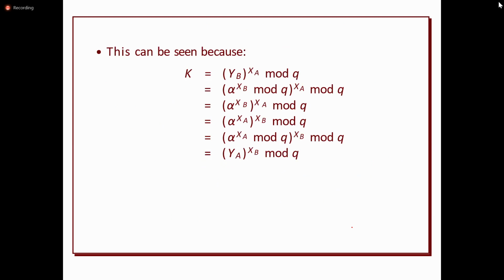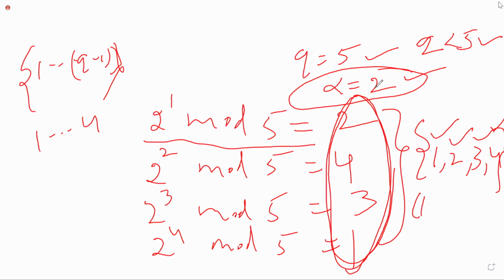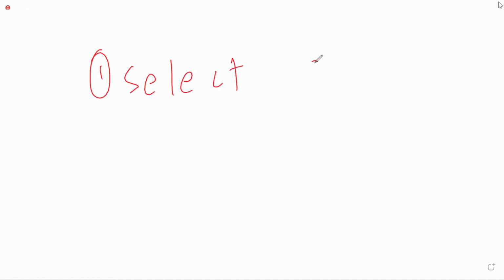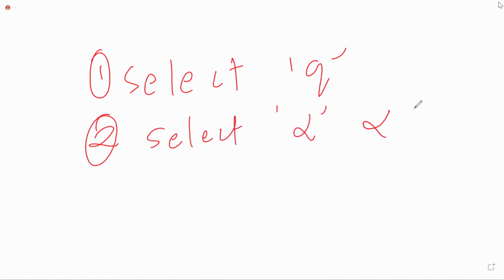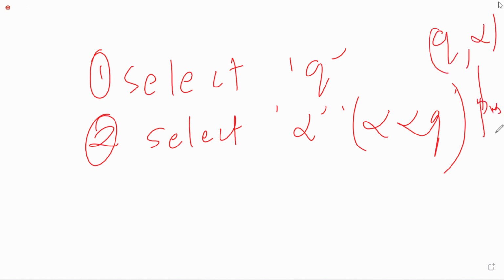So this is the Diffie-Hellman key exchange algorithm. The first step is that either the sender or the receiver has to select the prime number Q. The second step is to select the primitive root alpha, where alpha is less than Q, and it should satisfy the condition of being a primitive root. Q will have a number of primitive roots, and the sender and receiver have to choose one of them. These two, Q and alpha, are public.